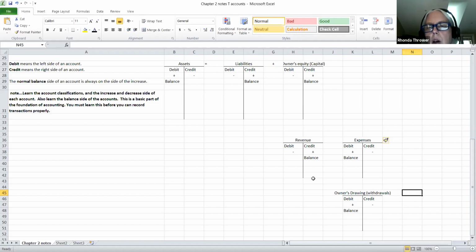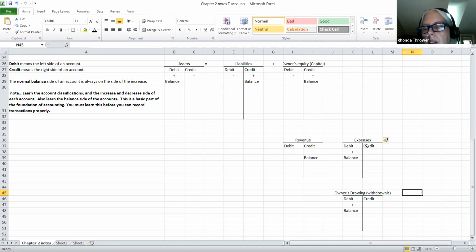Now notice down below owner's equity, I've lined up my revenue with my owner's equity account because revenue adds to owner's equity. It is treated like owner's equity. So it has a normal credit balance, or revenue will increase on the credit side, just like owner's equity will increase on the credit side. Your expenses will decrease owner's equity.